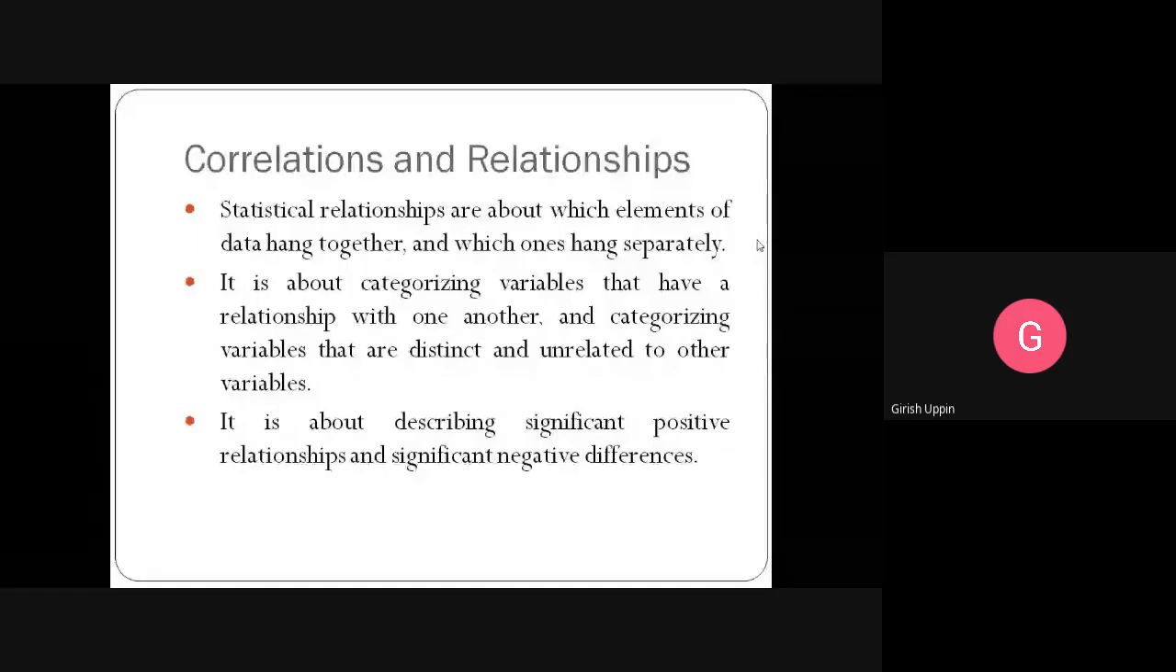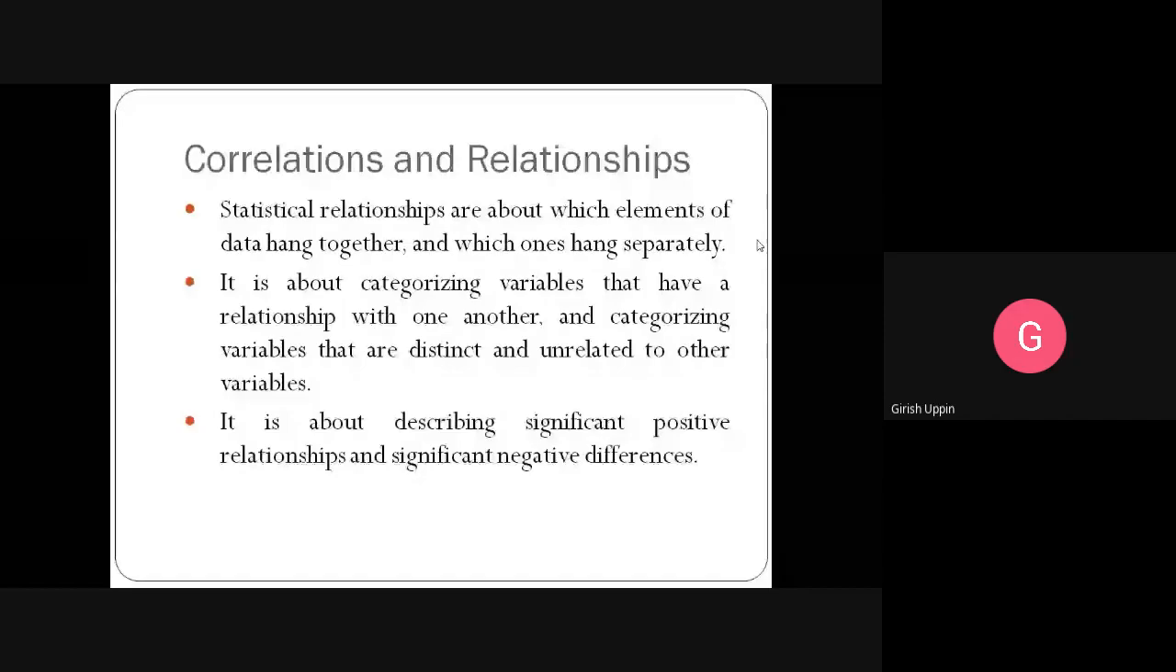It is about describing significant positive relationships and significant negative relationships. So that is what I said. Two variables moving in the same direction will have a positive relationship between them. Two variables moving in the opposite direction will have a negative relationship, and two variables not at all related are totally distinct and unrelated variables. That is the kind of relations we can have.